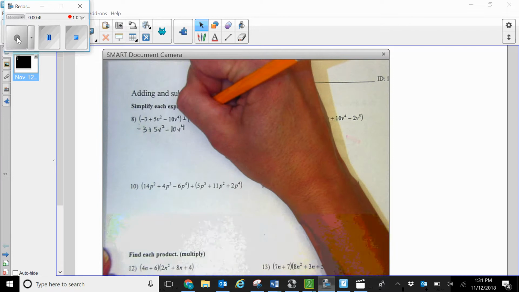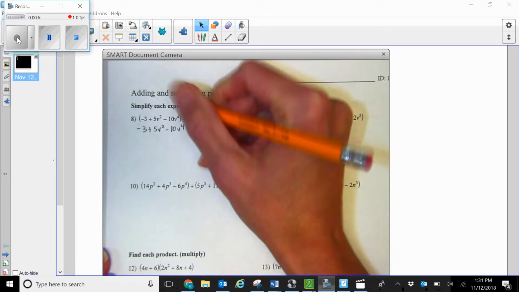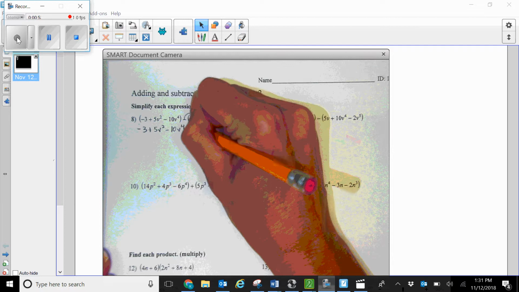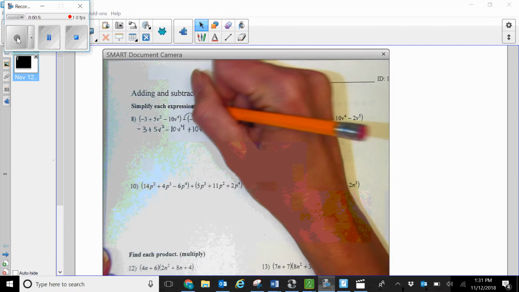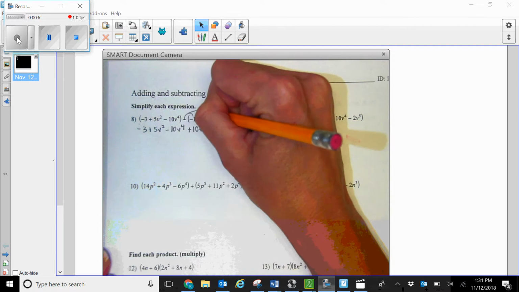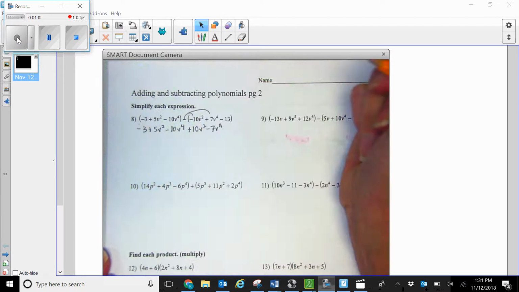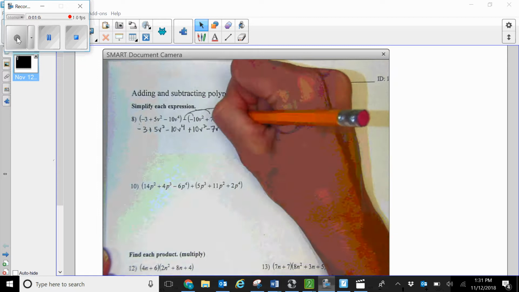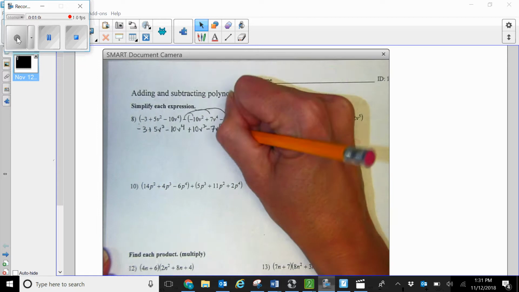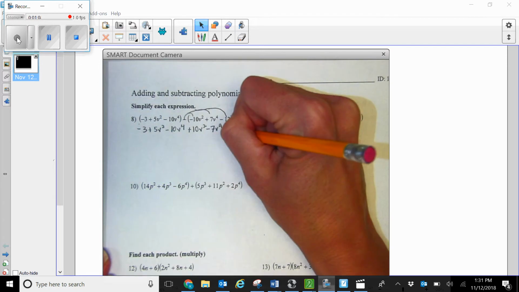Negative times a negative gives me a positive. So this is going to be plus 10v squared. Negative times a positive changes that one to a negative 7v to the fourth. And negative times a negative gives me another positive, or plus 13.